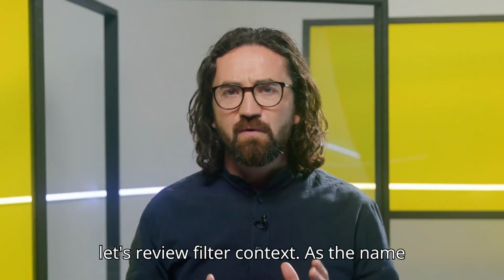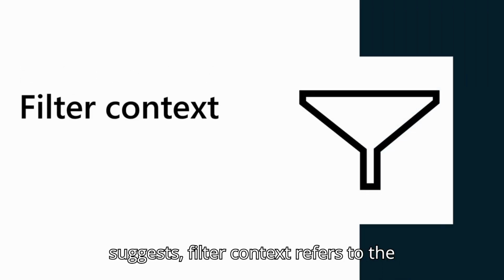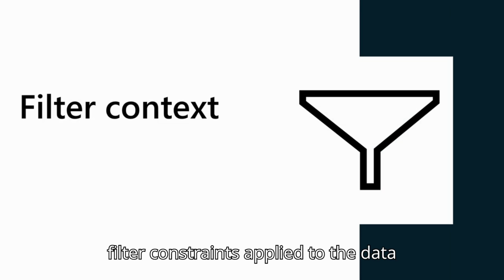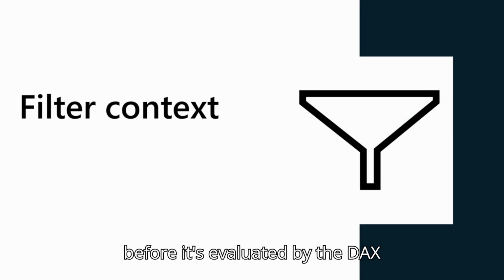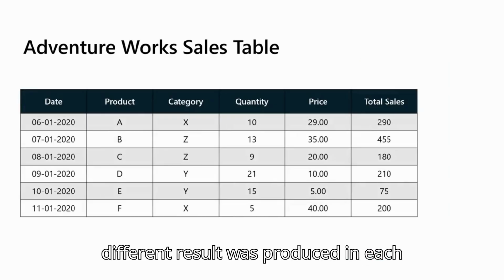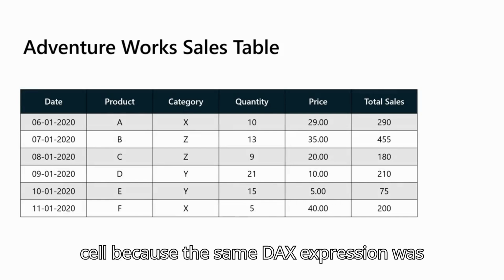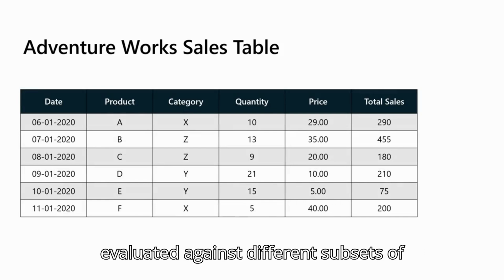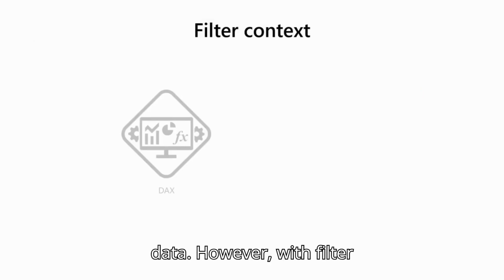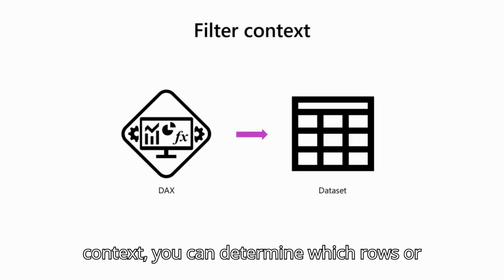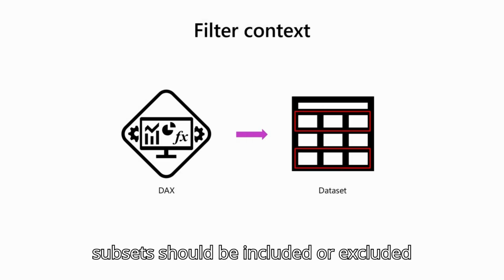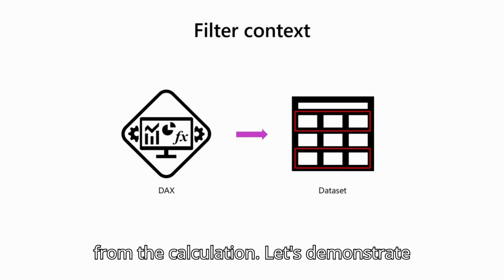Next, let's review filter context. As the name suggests, filter context refers to the filter constraints applied to the data before it's evaluated by the DAX expression. In the previous example, a different result was produced in each cell because the same DAX expression was evaluated against different subsets of data. However, with filter context, you can determine which rows or subsets should be included or excluded from the calculation.